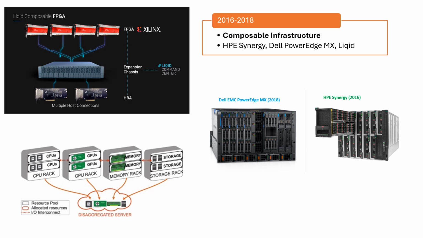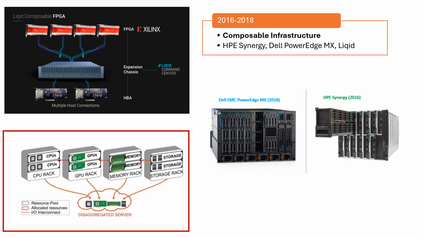Let's try to understand what is disaggregated hardware. CPUs, RAM, and storage are physically separate, not bundled in servers. Example: a rack of just CPUs, a rack of just RAM, and a rack of just SSDs.